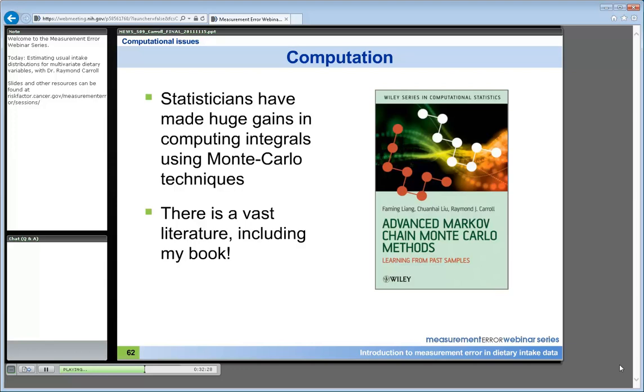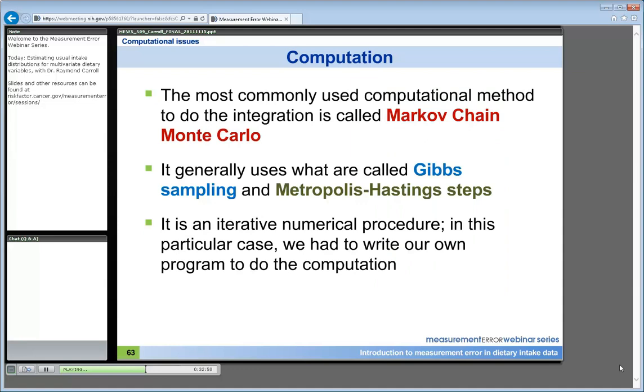There's an enormous literature now on how to do this, and I can't resist advertising a book that my genius colleague Feng Liang wrote with myself and Chunhai Liu, who's at Purdue. So we know a lot about Monte Carlo computation. We know how to use Monte Carlo to do integration. And the most commonly used method is something called Markov chain Monte Carlo. I've resisted the temptation to say MCMC, which is the term in statistics that people use. And those of you who are statisticians or know a friendly statistician may have heard of Gibbs sampling and Metropolis-Hastings steps.